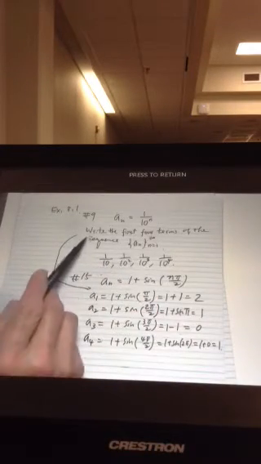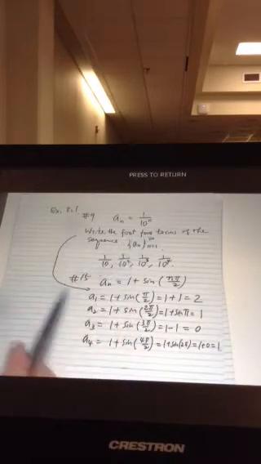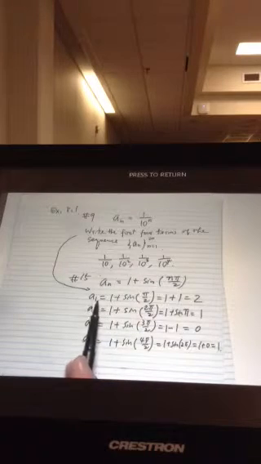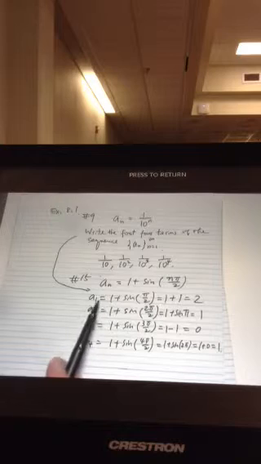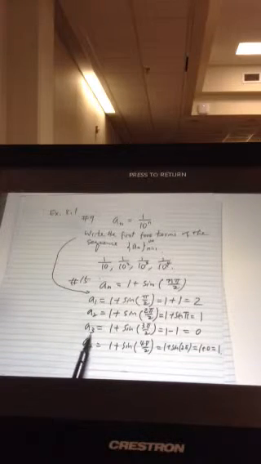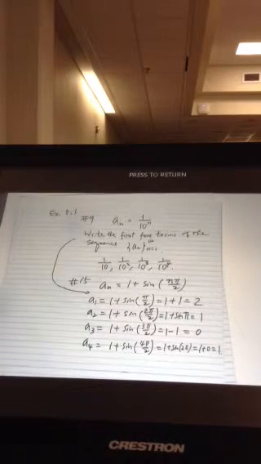Number 15 is the same question. Write the first 4 terms of the sequence. So the first term is n equal to 1, the second term is n equal to 2, and then n equal to 3 and n equal to 4.